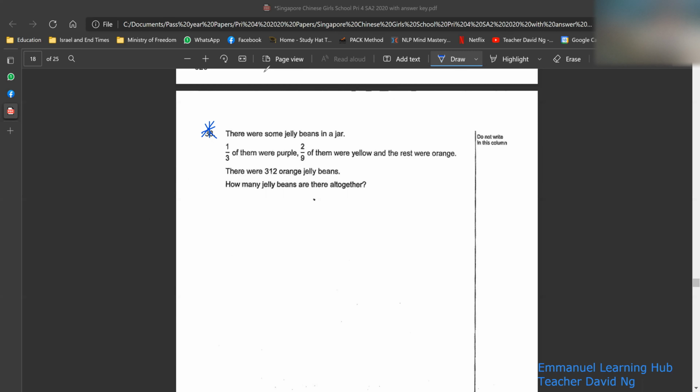This kind of question, what must you do? 2 over 9 plus 1 over 3 equals 5 over 9. Okay. Then 5 over 9, I don't know how to convert to number. Okay, you see, then I just put 312 plus 59. It's wrong. So 2 over 9 plus 1/3 is 5 over 9.